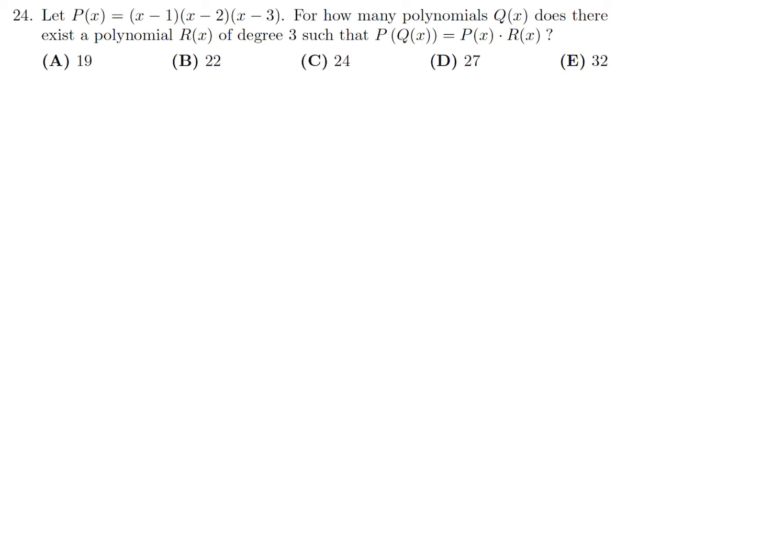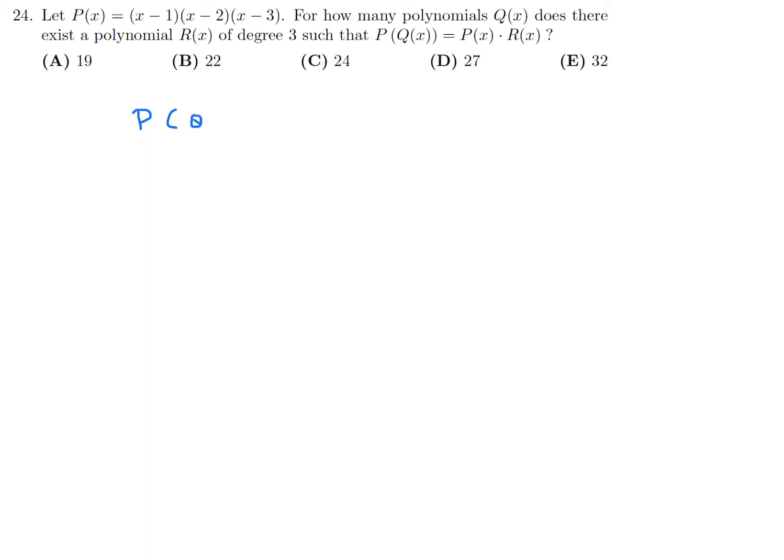Let P(x) = (x - 1)(x - 2)(x - 3). For how many polynomials Q(x) does there exist a polynomial R(x) of degree 3 such that P(Q(x)) = P(x) · R(x)?